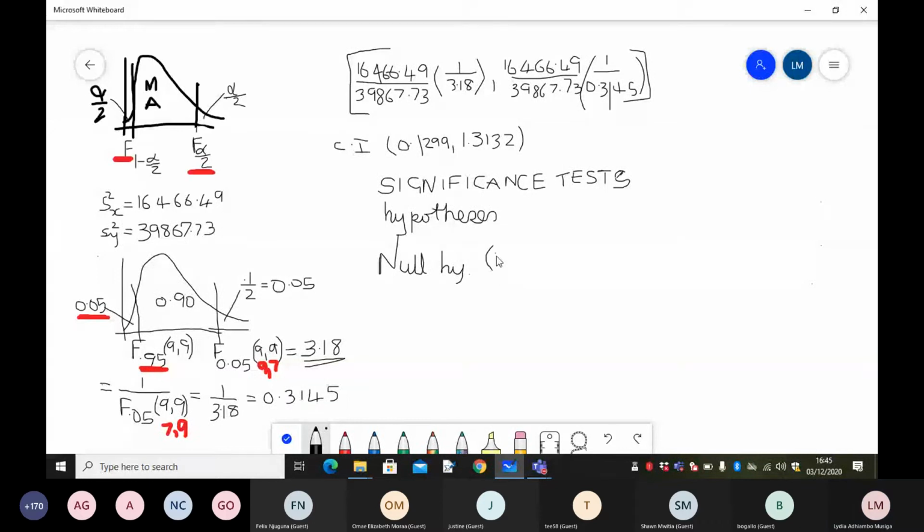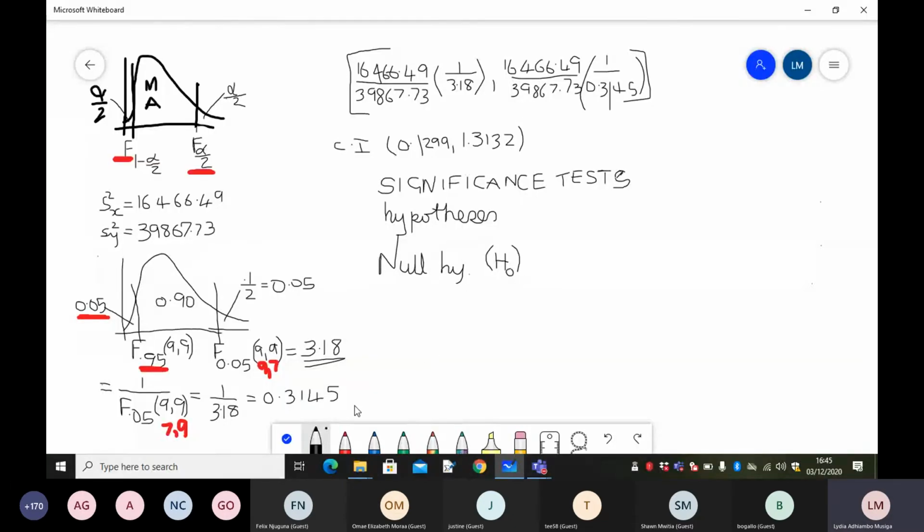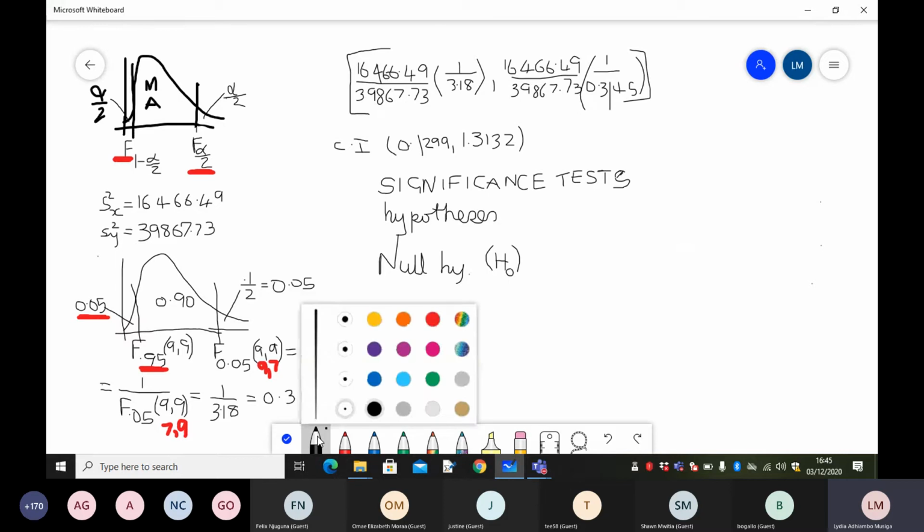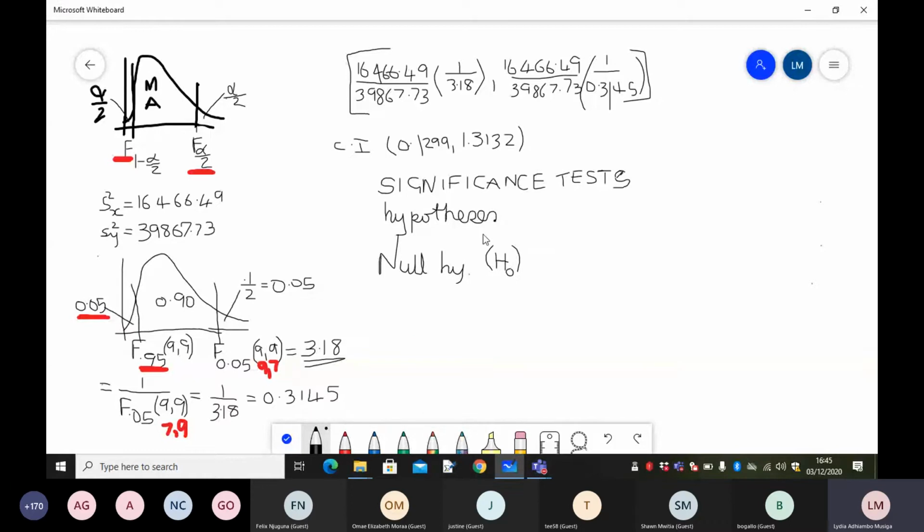I don't know why when I'm writing, my screen is blinking. I really don't know why it is blinking. So the null hypothesis is denoted by H naught.